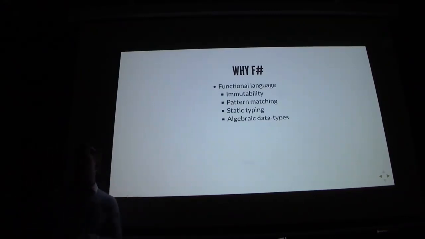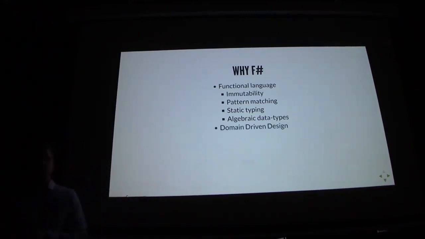So first of all, that's a functional language. It's one of the languages in the .NET platform, no matter if you take full .NET Framework or .NET Core. As in probably any functional language, it has immutability by default. So you cannot mutate a variable. There is no such thing as a variable at all. It has pattern matching with static typing and algebraic data types. I will show you what that means a bit later. But these are the key benefits of a functional language such as F#.